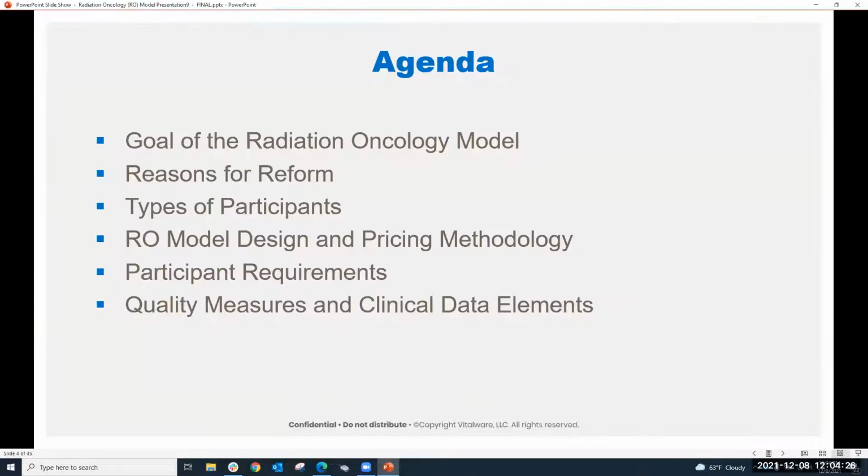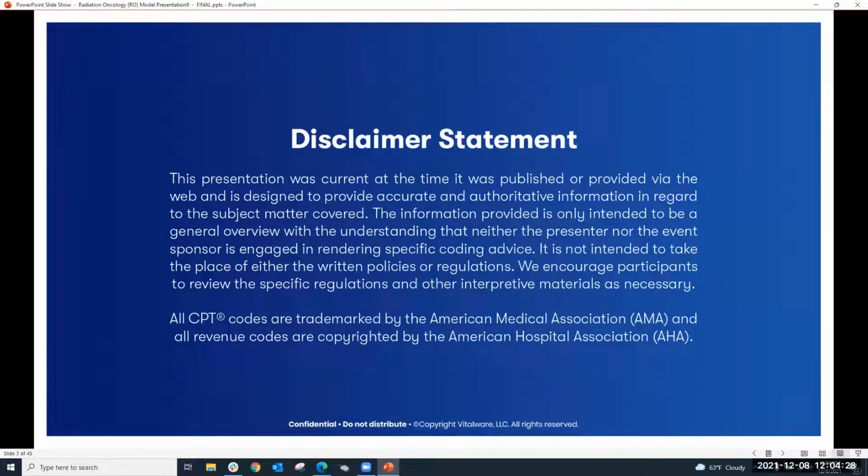So here is our disclaimer statement, and it's just saying that at the time of this presentation, it is intended to be a general overview and it's current at the time of the presentation. So we do encourage you to keep up with the rules and regulations to stay the most up to date on this information.